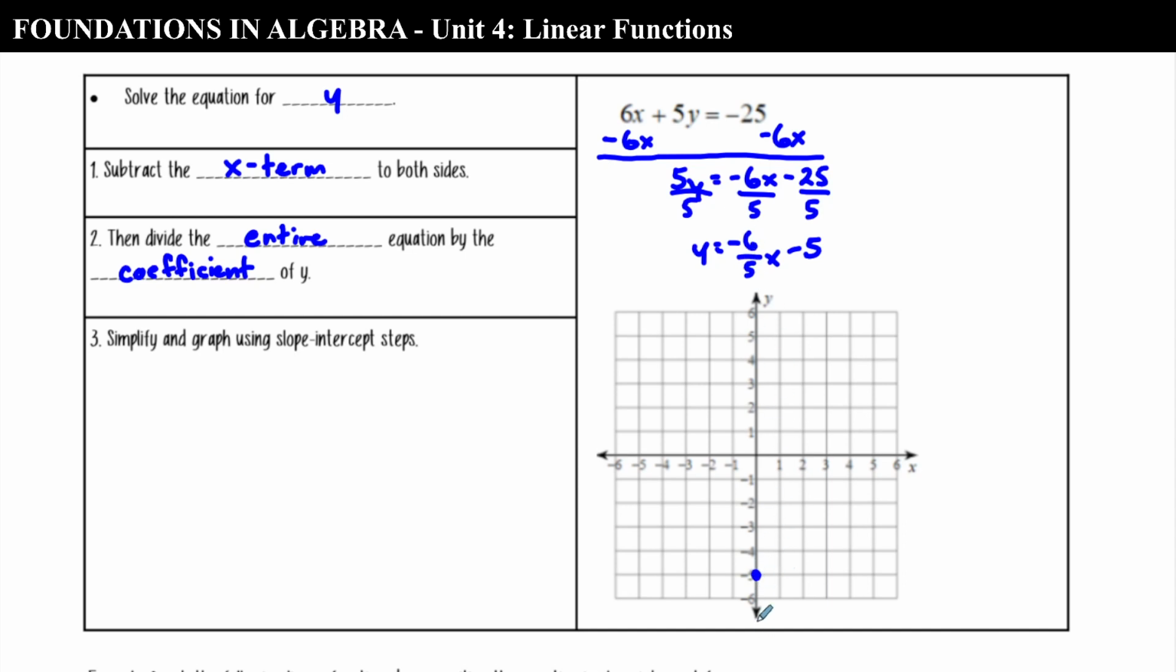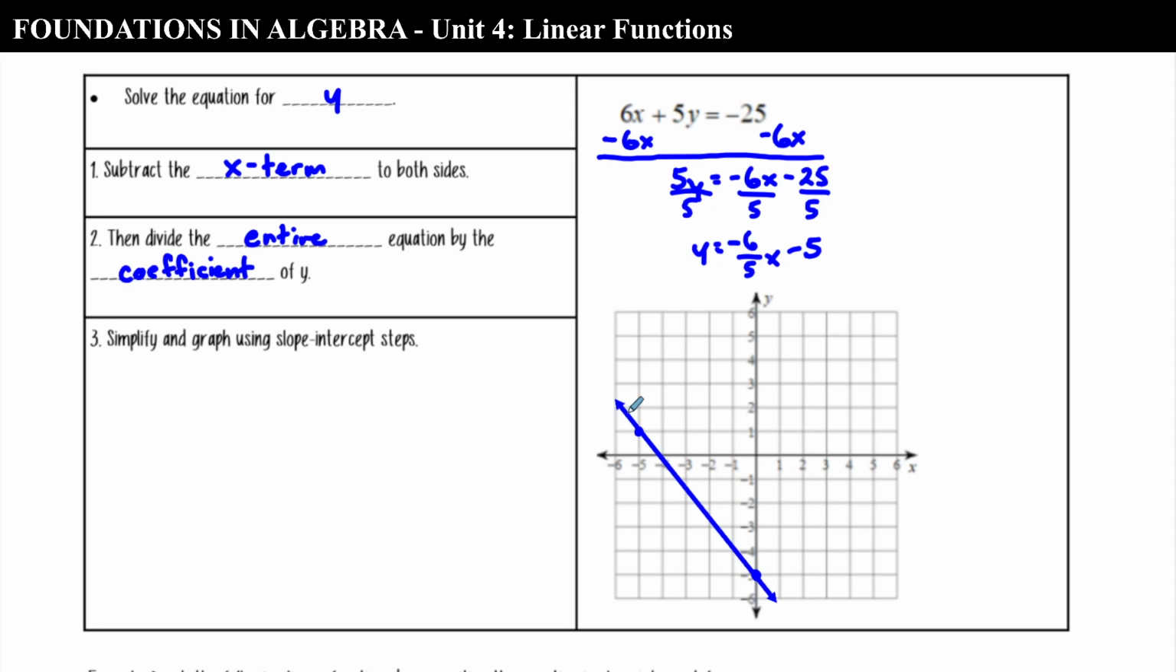So that we can't go down 6, but we'll have to go up 6. 1, 2, 3, 4, 5, 6. And then we'll go to the left 5. 1, 2, 3, 4, 5. And so there's our second point, and we're going to plot our line through these 2 points. And that's how we will achieve graphing it that way.